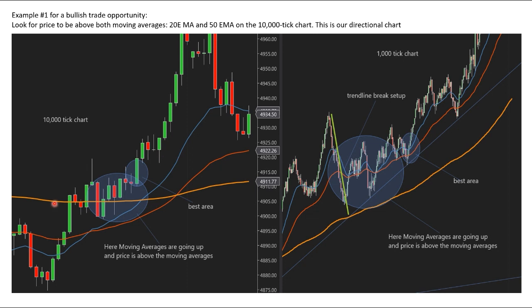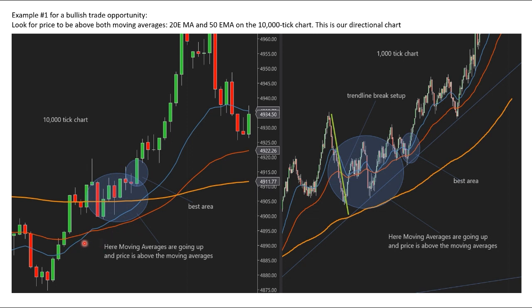We're going to zoom in and look closer at this, but quickly on the left side, you can see right here on the bottom, you have the 20 crossing up over the 50, and the 20 and the 50 are going up. And this line right here is the 200 moving average, which is not really relevant, but we're going to have it there anyway. But price, as you can see in this circle, is above the 20 and the 50. And the rules are that price must be above the 20 and the 50.